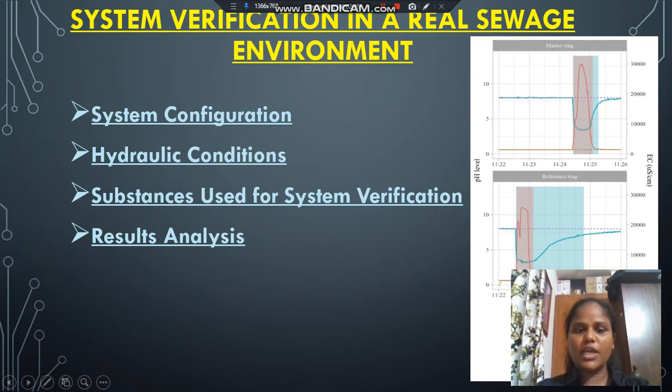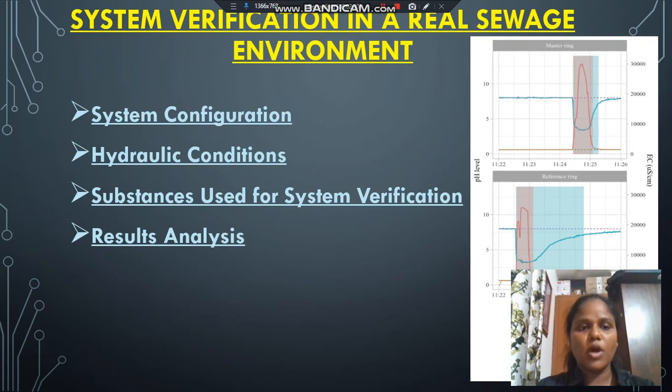Next is the system verification in a real sewage environment. Here we are going to see the system configuration, hydraulic conditions, substances used for system verification and result analysis. The first is system configuration. The test bed at KVB consists of a gravity sewer with a nominal diameter of 350 mm and a length of 222 m. The sewer is fed with wastewater from a pumping station through a chopper pump. The wastewater is a mixture of industrial and domestic wastewater drained in a combination of separate and combined sewers.